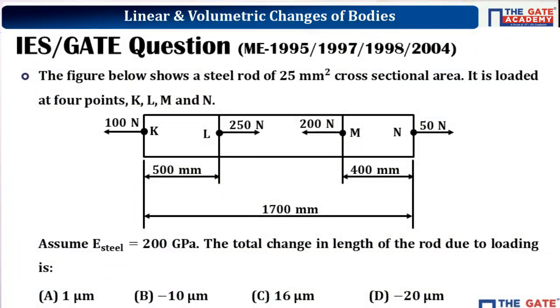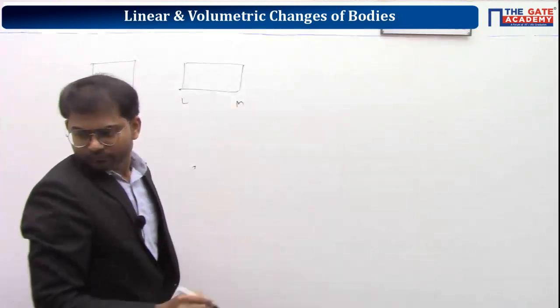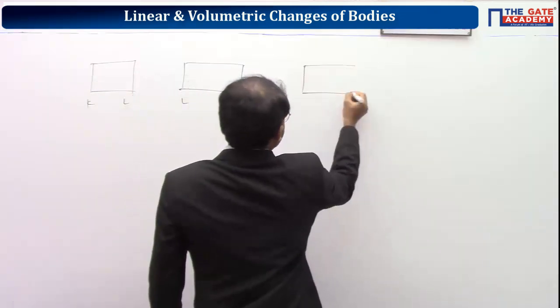The figure below shows a steel rod of 25 mm square cross-sectional area. It is loaded at 4 points K, L, M, N as shown in the figure. So we have to get the total change in the length. So here if you separate each and every part, this is KL, this is LM, and this is MN.